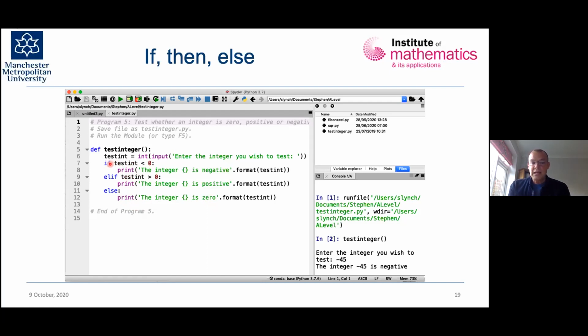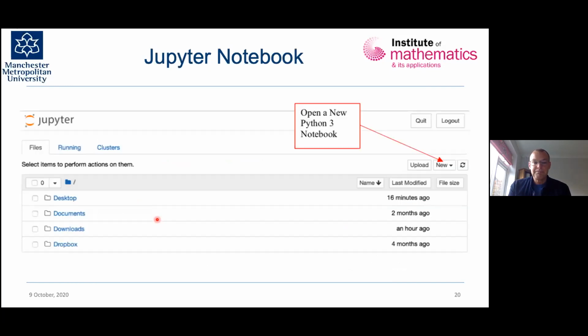And again, you can see at the end of the if line, you need a colon. At the end of elif, you need a colon. And at the end of else, you need a colon. And Python automatically indents for you. And as I've said, with those 3 constructs, you can write any program.